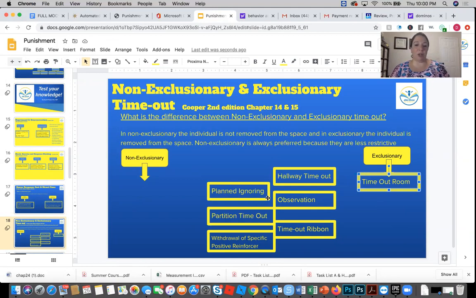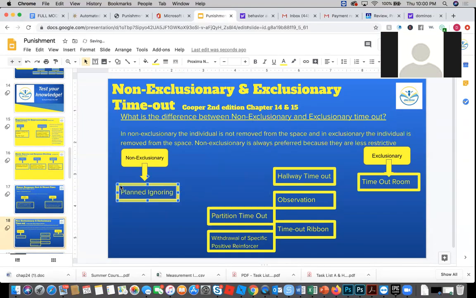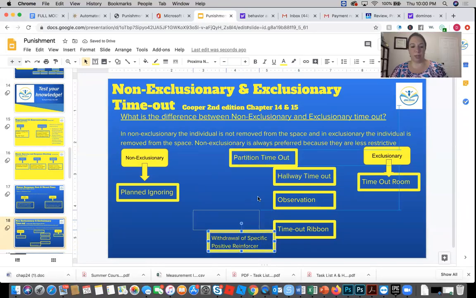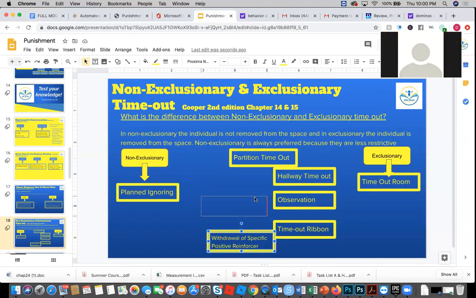How about planned ignoring? Non-exclusionary. Partition timeout. Non-exclusionary. Exclusionary. I would say exclusionary, but I don't know. I'm thinking partition. Not sure. All right, let's keep going and we'll leave that one because you guys are back and forth, so we'll discuss it. Withdrawal of specific positive reinforcer. Non-exclusionary.